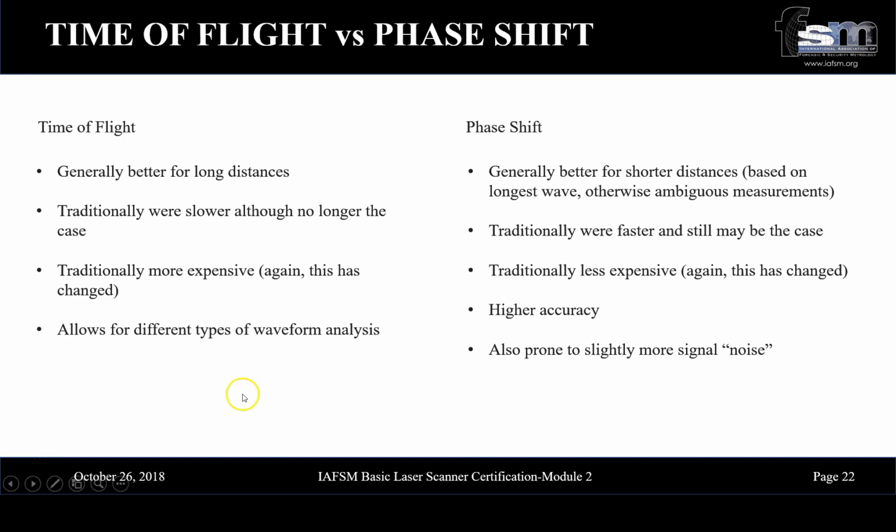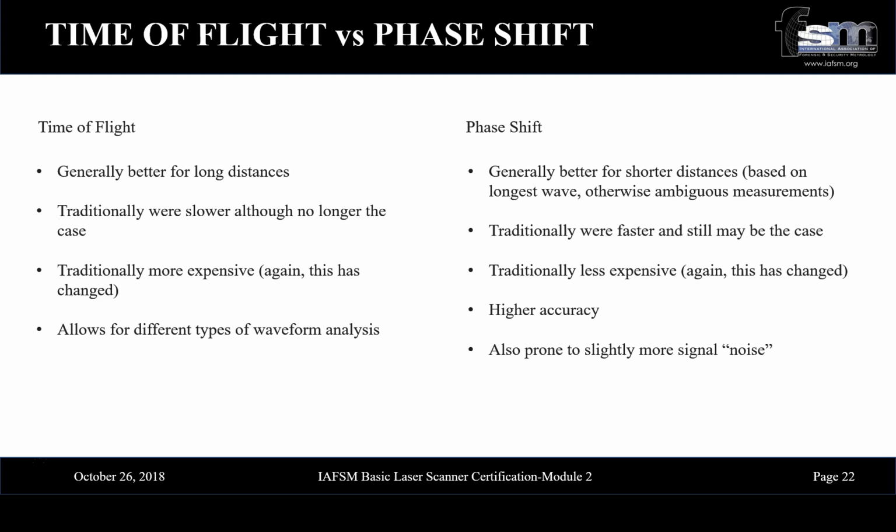And so you see the word traditional come up here a lot. And I would say that maybe 10 or more years ago this may have been more true, but these things are starting to merge together. Things like speed and accuracy are being improved on for both the time of flight and phase shift scanners. But let's go through them.